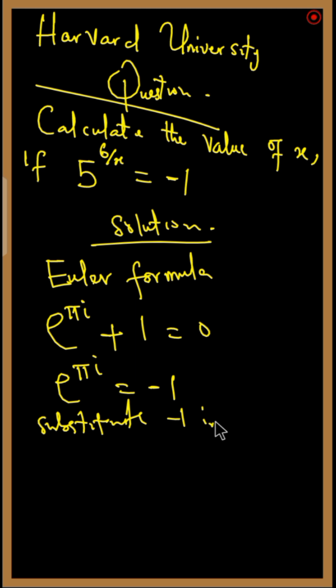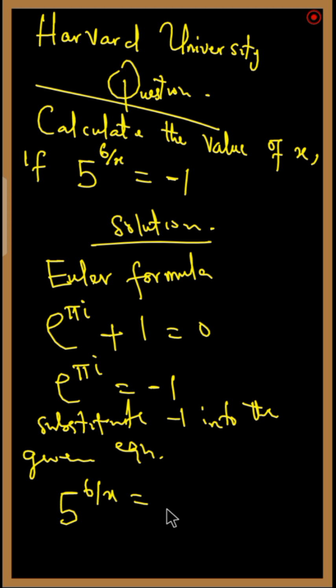So here, substitute minus 1 into the given equation. If you substitute minus 1 into the given equation, we have 5 raised to power 6 over x is equal to, substituting this, e raised to power pi i.